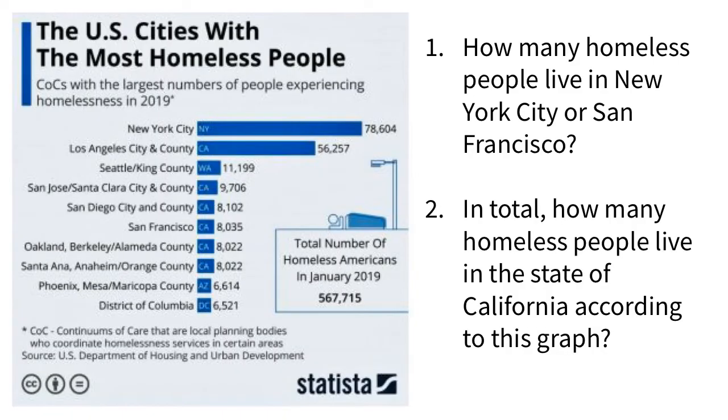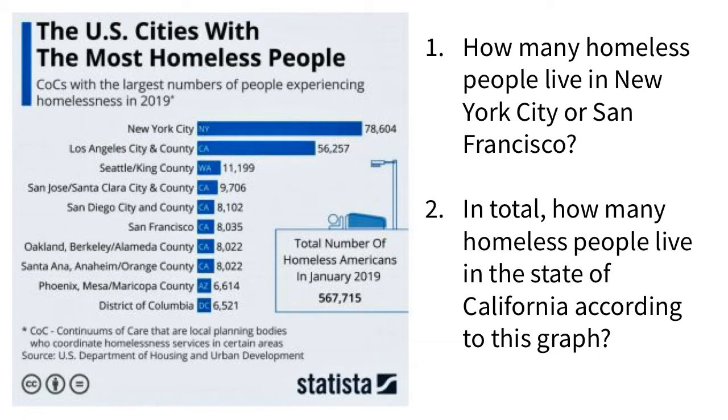So let's first look at this graph. This graph shows us the U.S. cities with the most homeless people, and it shows us based on city or county. The first question asks us, how many homeless people live in New York City or San Francisco? So I need to find the number of people who are homeless, who live in New York City or San Francisco. The first thing I need to do is identify each one of those terms individually.